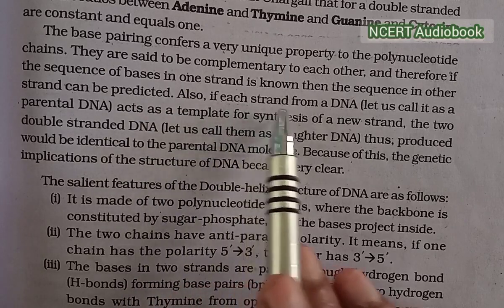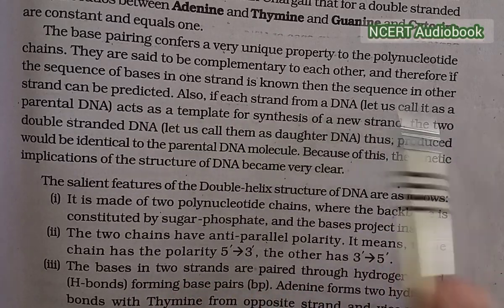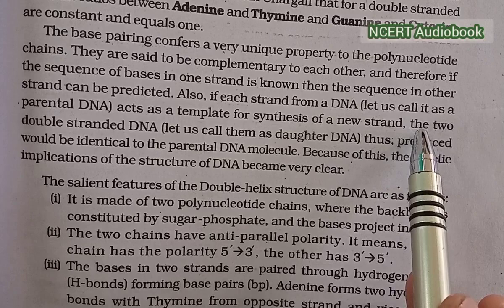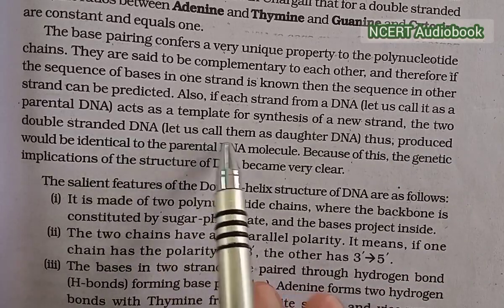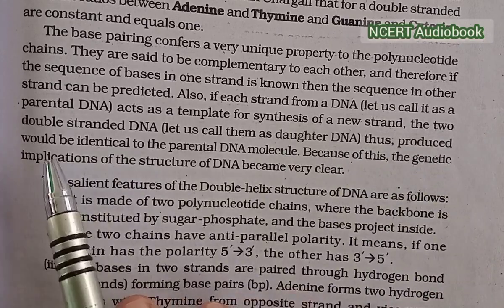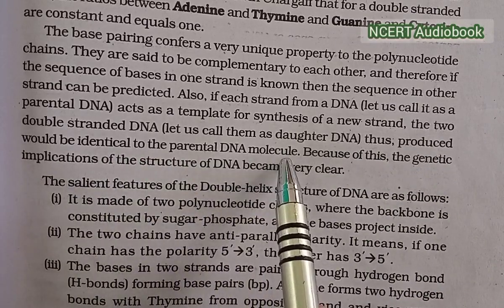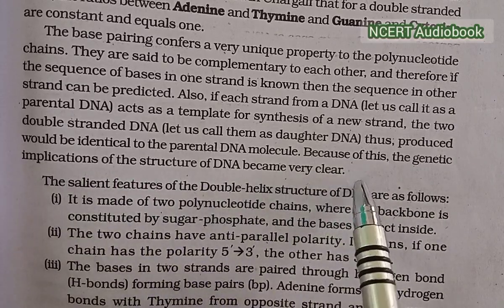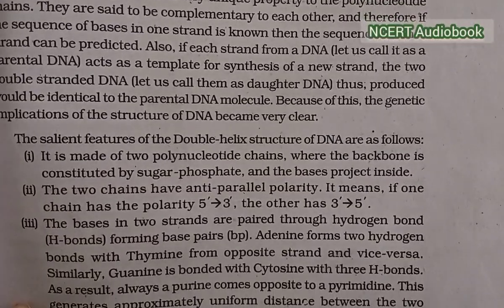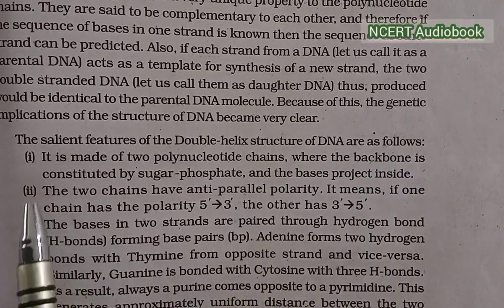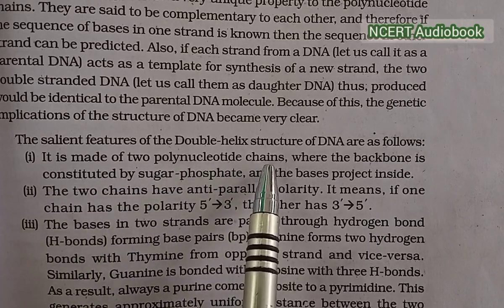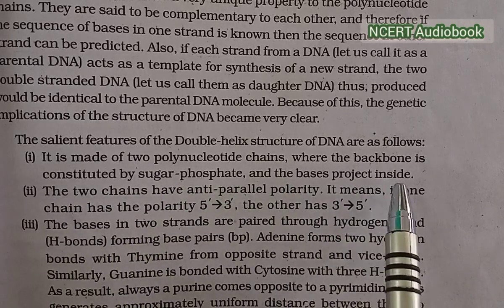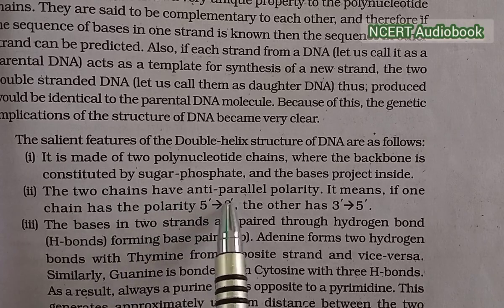Also, if each strand of the DNA, let us call it the parental DNA, acts as a template for synthesis of new strands, the two double-stranded DNA molecules, let us call them the daughter DNA, thus produced would be identical to the parental DNA molecule. Because of this, the genetic implications of the structure of DNA become very clear. The salient features of the double helix structure of DNA are as follows. It is made up of two polynucleotide chains where the backbone is constituted by sugar phosphate and the bases project inside. The two chains have an anti-parallel polarity.